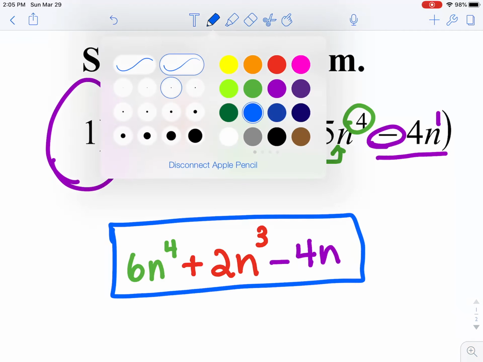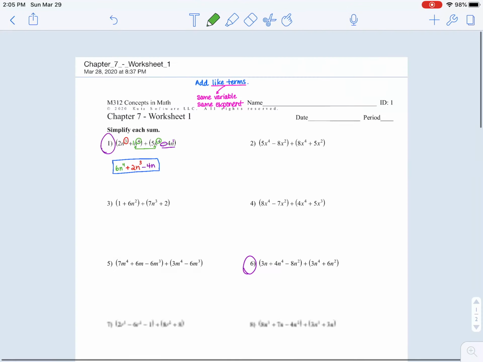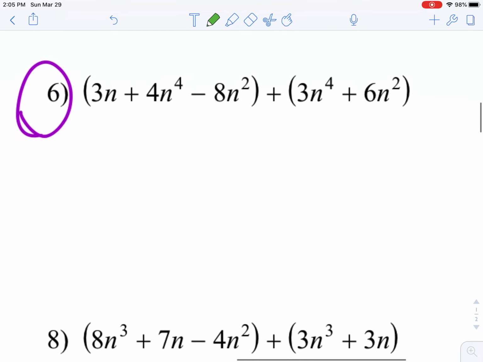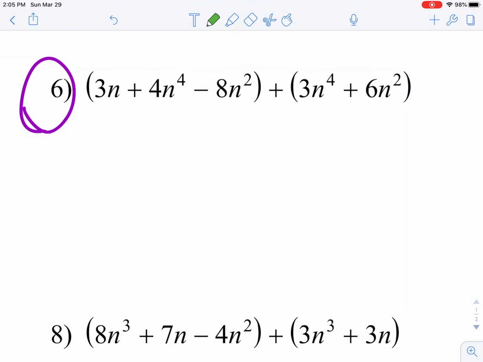All right, so next we are going to go on to our second problem. And the second problem we're going to do here is question number 6. So question number 6 is a little more crazy. It's got a little bit more terms, but we're going to follow the exact same procedure that we did before. So go ahead and look at all those exponents. Okay, what's the highest one that you see? Okay, I hope you're saying 4.